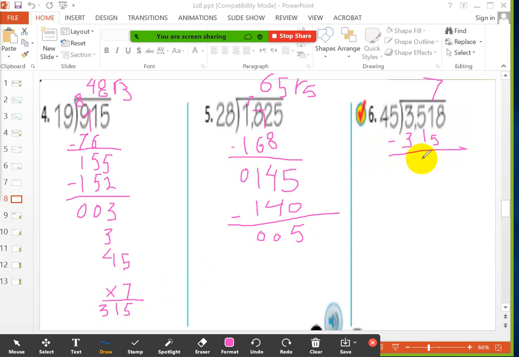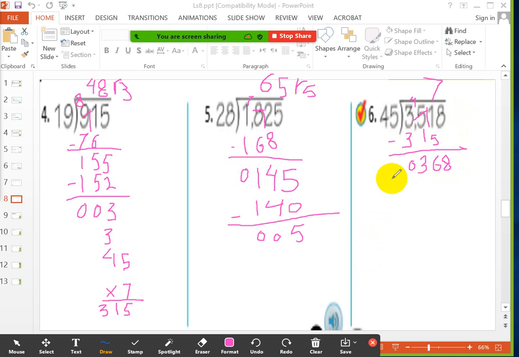1 minus 5, I will borrow from the 5. It will be what? It will be 4. And I will put the 1 next to the 1, so it will be 11. 11 minus 5 equals 6. 4 minus 1 equals 3. 3 minus 3 equals 0. Now I will take the 8 and put it next to the number. So the number will be 368.